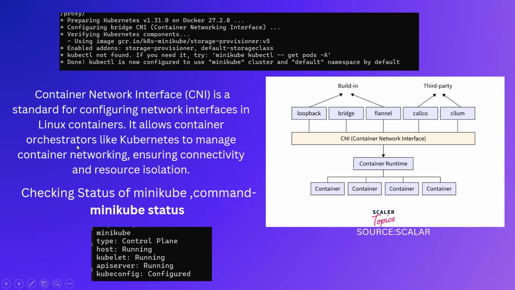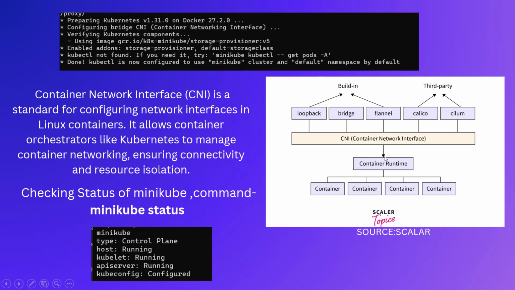It allows container orchestration tools like Kubernetes to manage container networking, ensuring connectivity and resource isolation. So whatever I tell now, it basically connects containers to a particular network. Checking status is a simple command: minikube status. I took this image from the Scaler site.